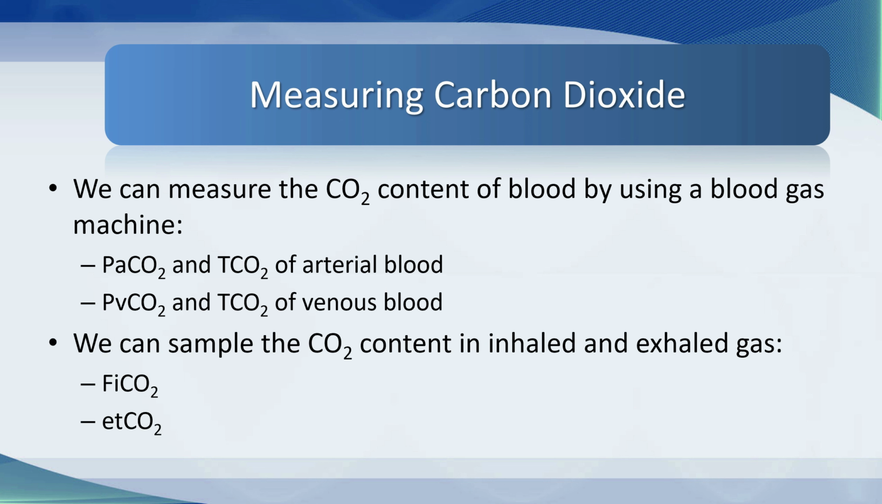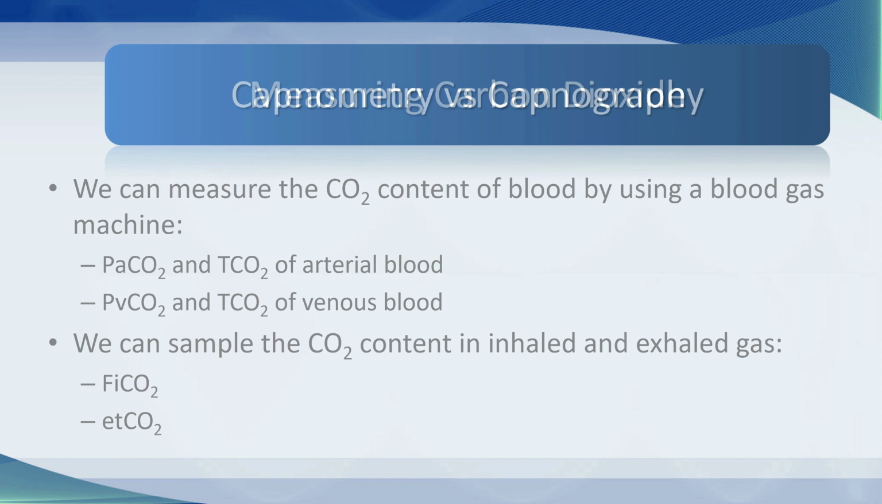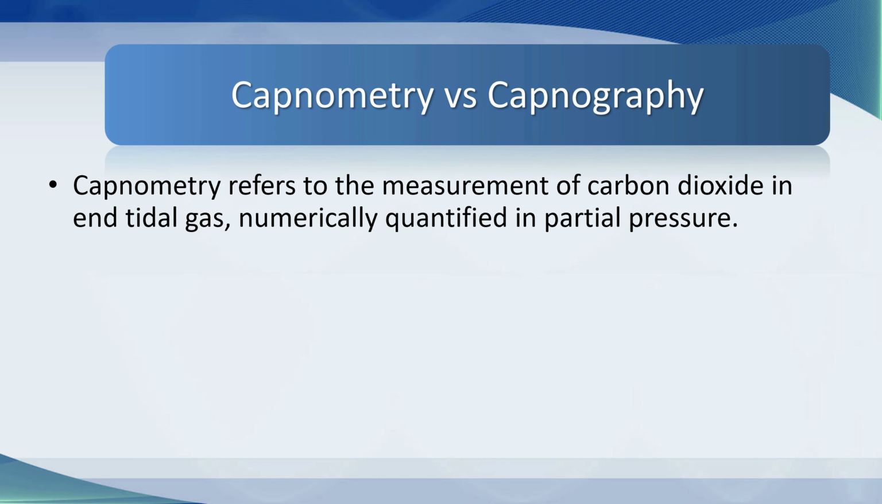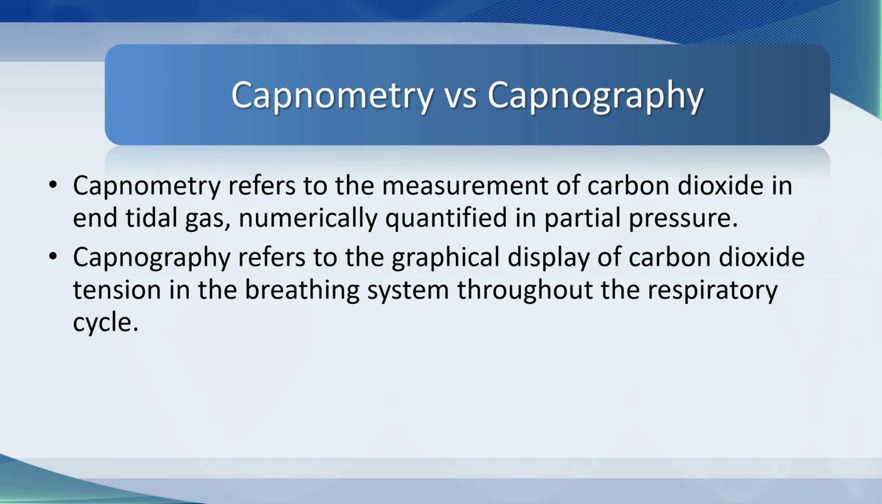We can also sample the CO2 content of inspired and expired gas, and when we are talking about the latter, it's called end-tidal, as in the end of the tidal volume, carbon dioxide. Now there are 2 ways of measuring CO2 in expired gas. The first one is using a capnometer. Capnometry refers to the measurement of carbon dioxide in end-tidal gas, and it is numerically quantified as a partial pressure. Capnography refers to the graphical display of carbon dioxide in the breathing system throughout the respiratory cycle.